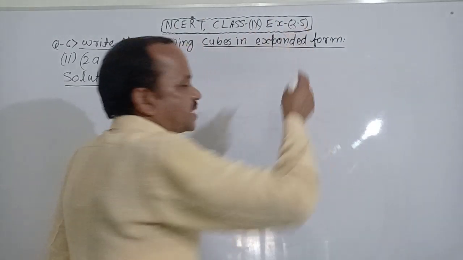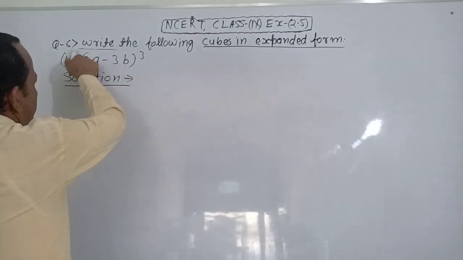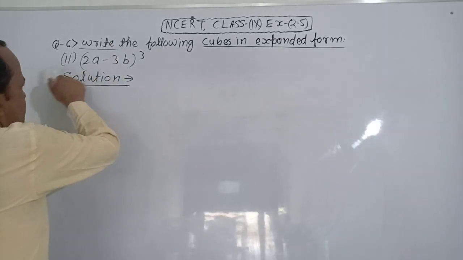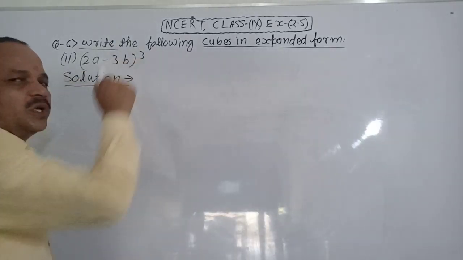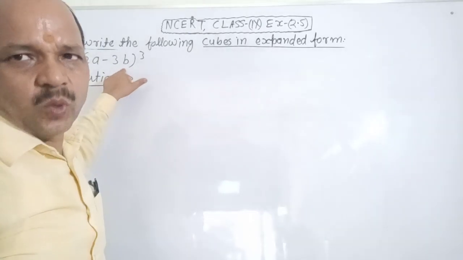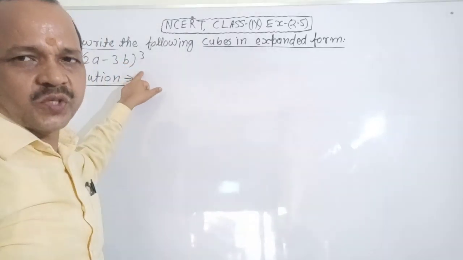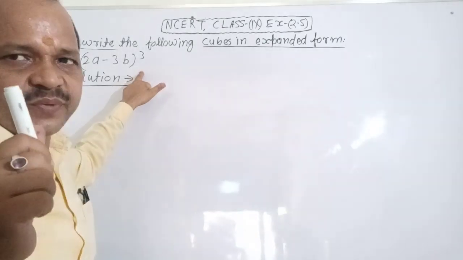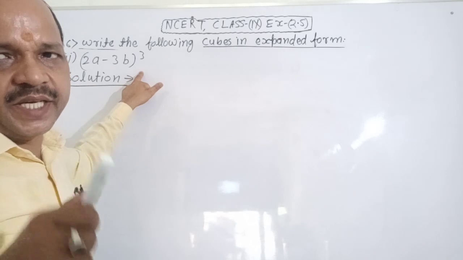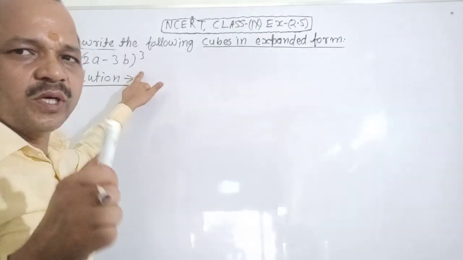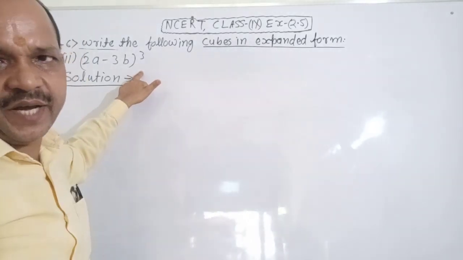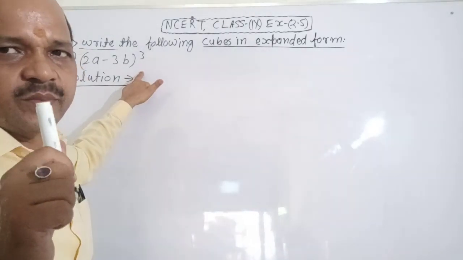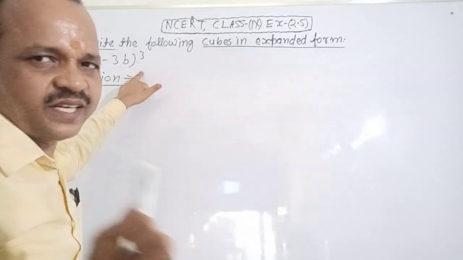NCERT class 9, exercise 2.5, question number 6. Write the following cube in expanded form. Question second: (2a minus 3b) whole cube. It is the given question. You expand this question with the help of a suitable identity. The suitable identity is (a minus b) whole cube equals a cube minus b cube minus 3ab in brackets (a minus b). It is very easy.